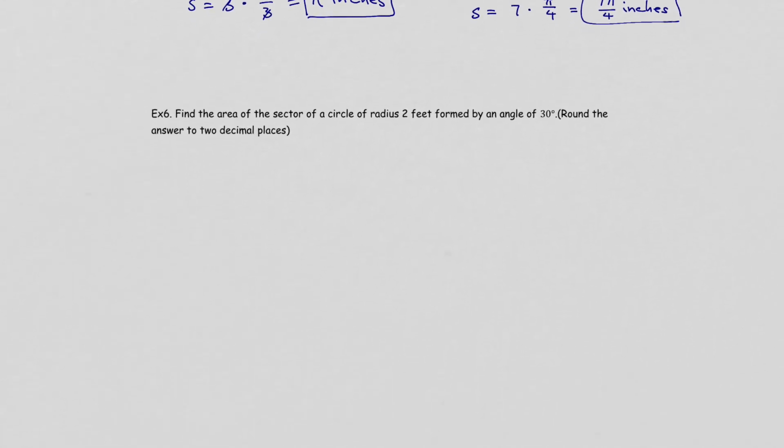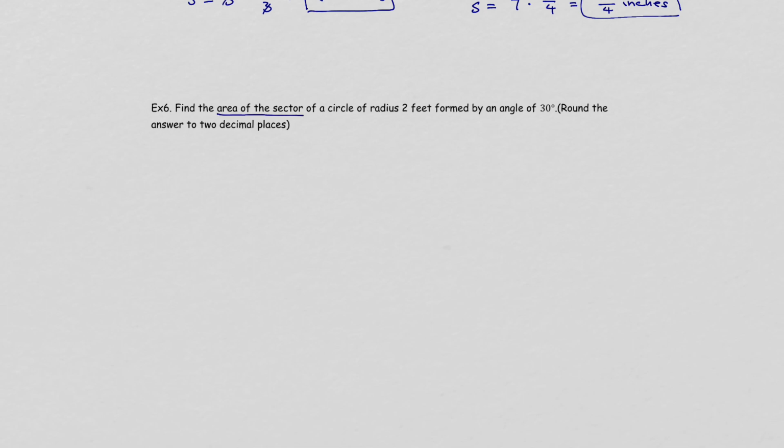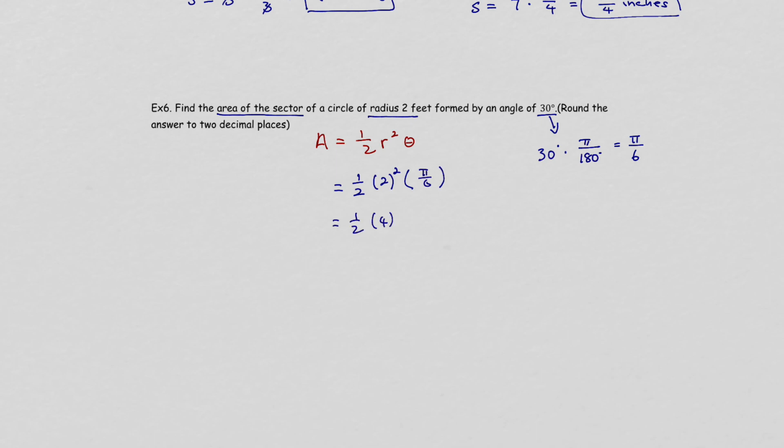The next one is finding the area of the sector. Remember the formula for the area of the sector? And here you need to use radians too. So let's convert the degrees. That's going to give you 30 degrees times pi over 180 degrees, which gives you pi over 6. Once we get the right amount, let's replace it into the formula. Your radius is 2, and your theta is pi over 6. This is 1/2 times 4 times pi over 6. Let's reduce the numbers. Gives you pi over 3.